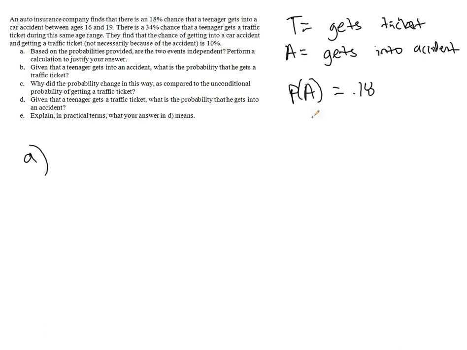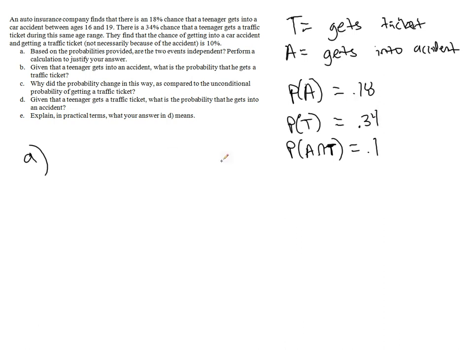Over that same period of time, there's a 34% chance of getting a ticket, and the probability of getting into a car accident and getting a traffic ticket. We aren't necessarily saying these are happening at the same time, that the person gets into an accident and gets a ticket because of it. We're just saying that the probability that a 16 to 19-year-old has an accident at some point in those years and also gets a traffic ticket at some point. They could coincide, they may not. So there's a 10% chance of that.